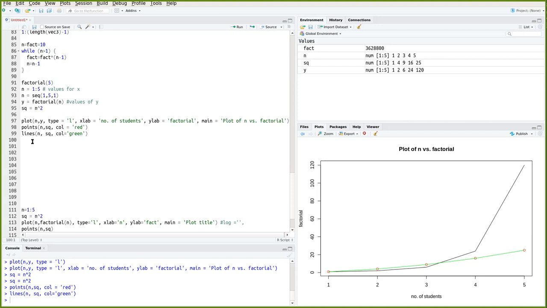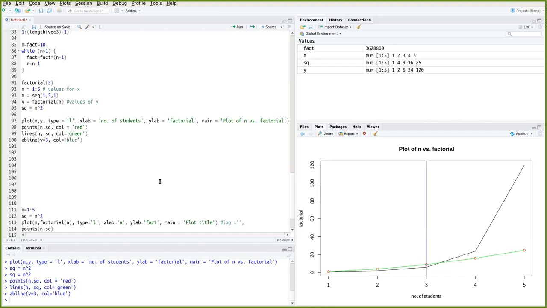Okay, so we are done with this. A lot of times you would want to plot a line which goes through x equals 3, like a perpendicular line. For that you'll use abline. If you want a horizontal line, you type h. If you want a vertical line, you type v. So if I say I want a vertical line which passes through x equals 3, I do this. I give the color as blue. So this is what it gives me.